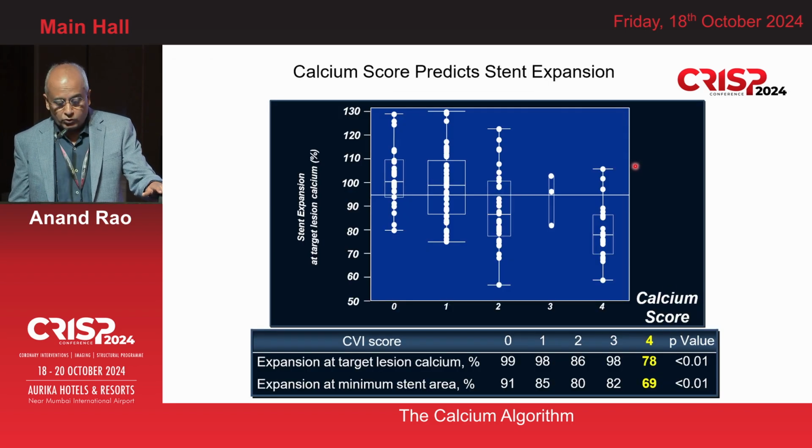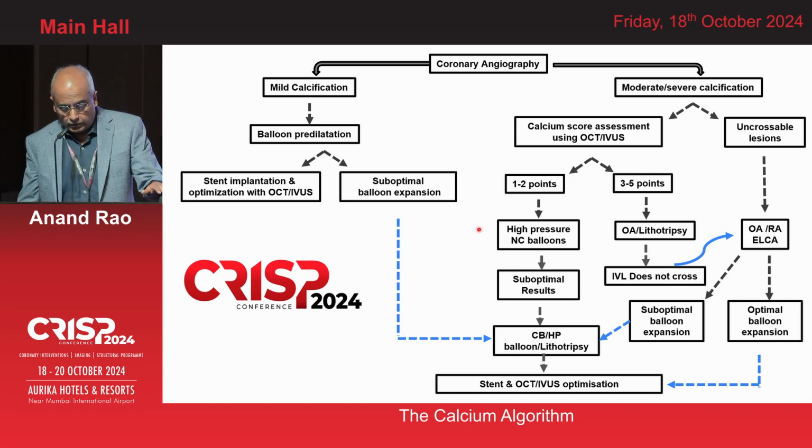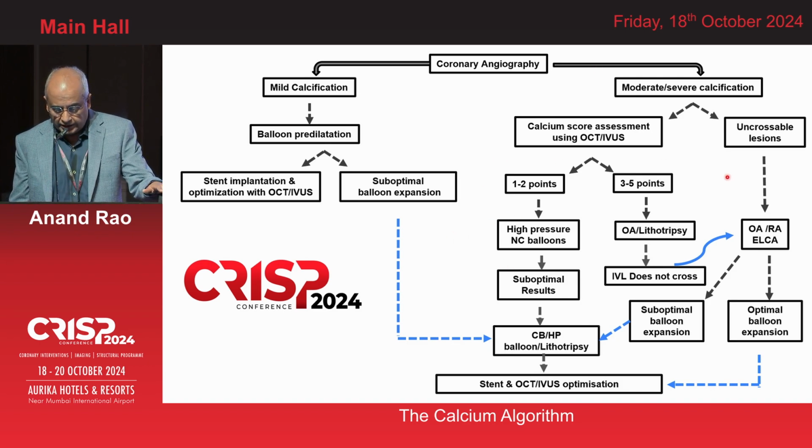So it's very well known that if you look at this curve, the more the calcium, the less the stent expansion is. The lesser the calcium, the more the stent expansion is. So that will reflect into your long-term outcomes. So this is one of the algorithms, but we'll not go into detail because it's a very busy slide.